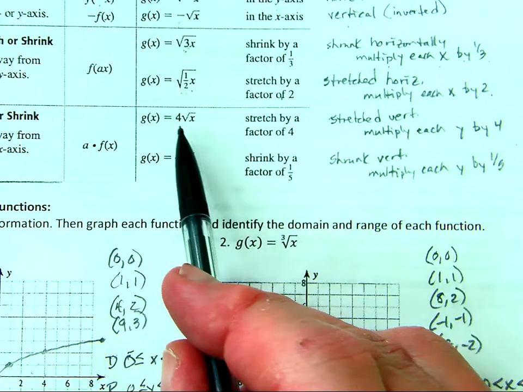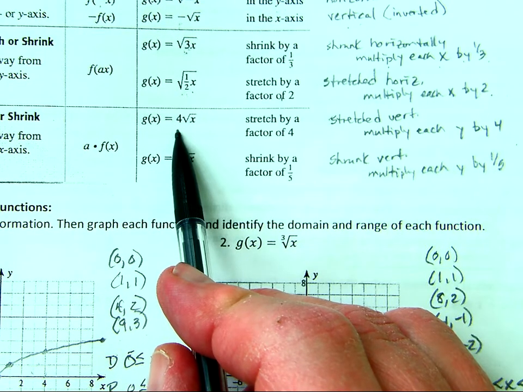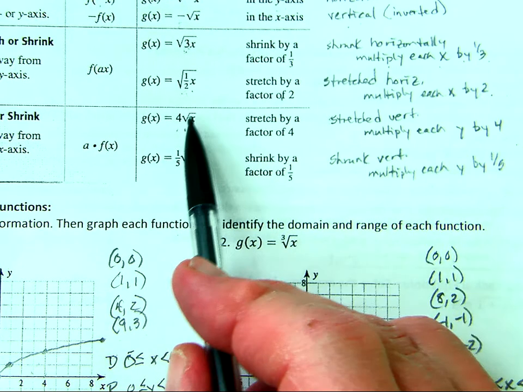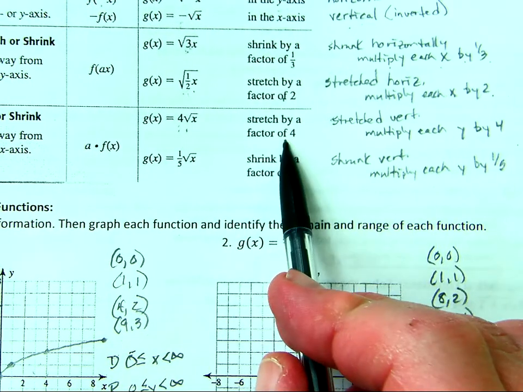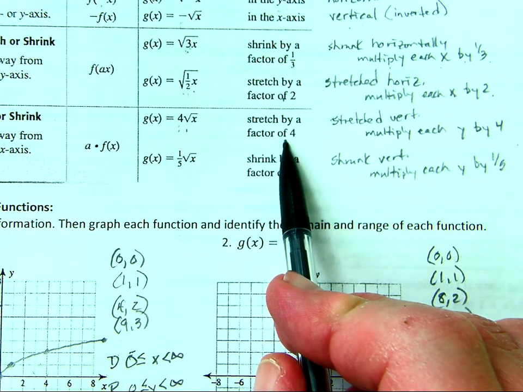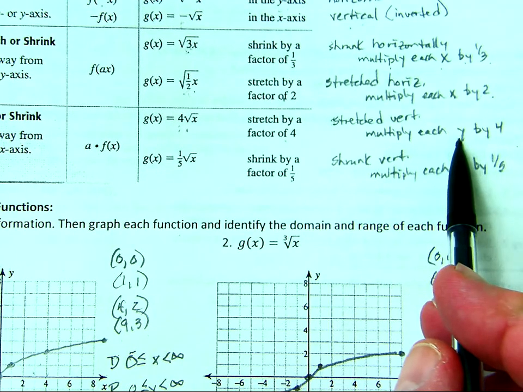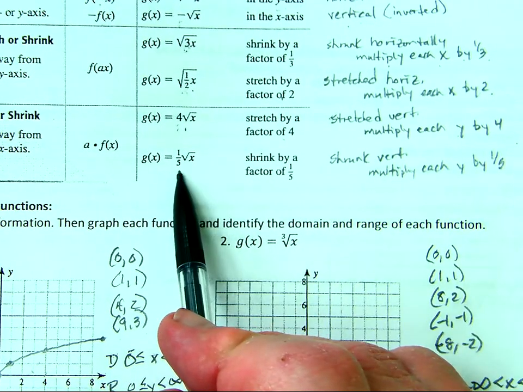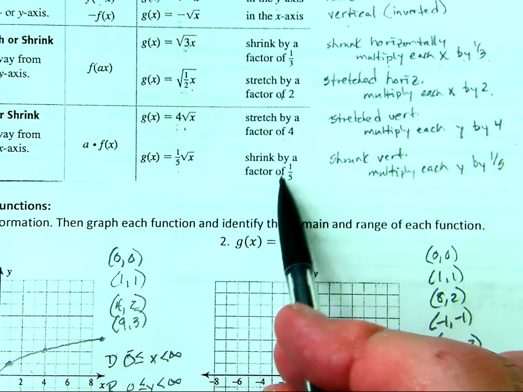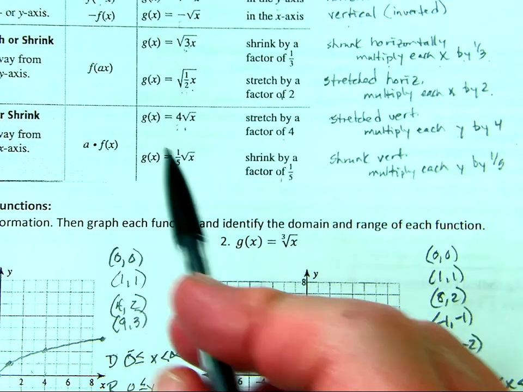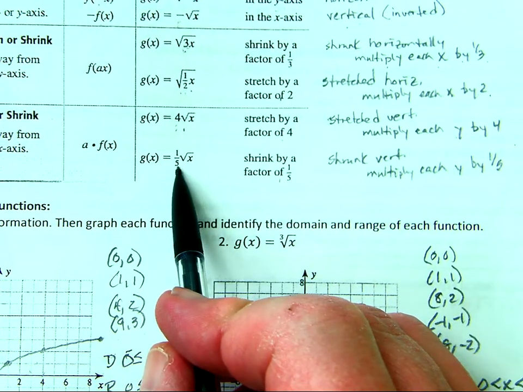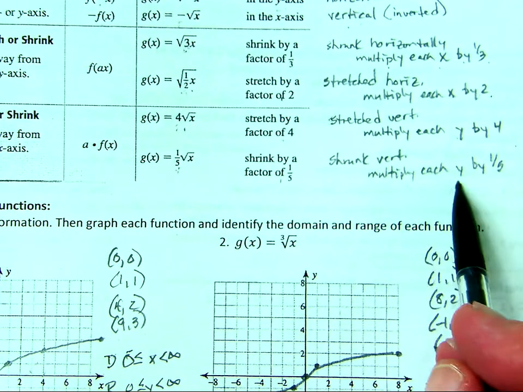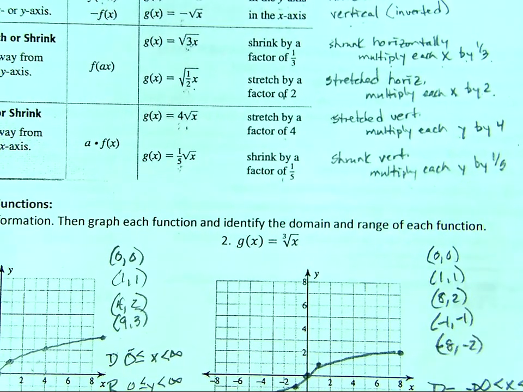Now, if the number's on the outside, then it's a vertical stretch or shrink, and then it's exactly like it looks. Like if there's a 4 on the outside, that's stretched vertically by 4. So you take every y coordinate and multiply it by 4 to get your new points. If there's a fraction outside, like a 1/5, that's shrunk by a factor of 1/5. So anything outside that's between -1 and 1 is shrunk. So that's shrunk vertically. You take every y coordinate and multiply by 1/5.